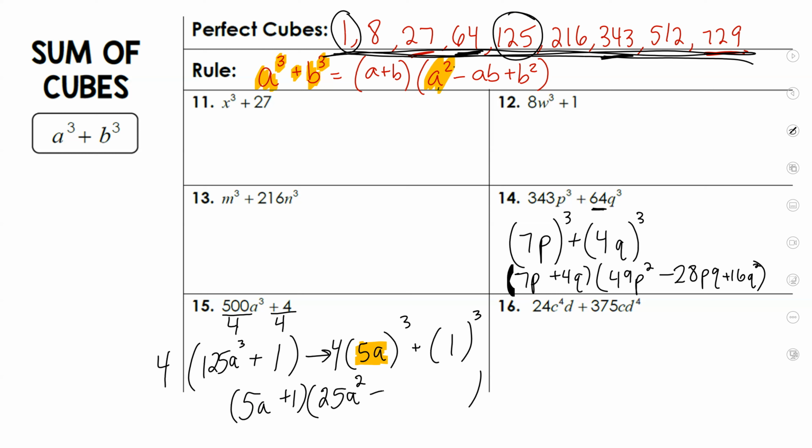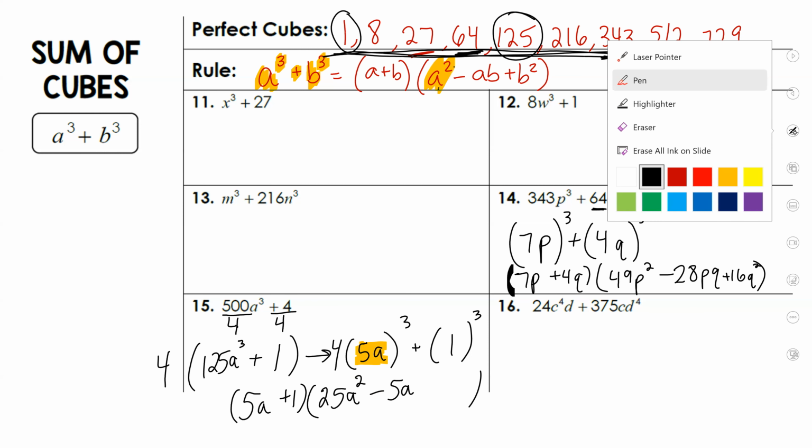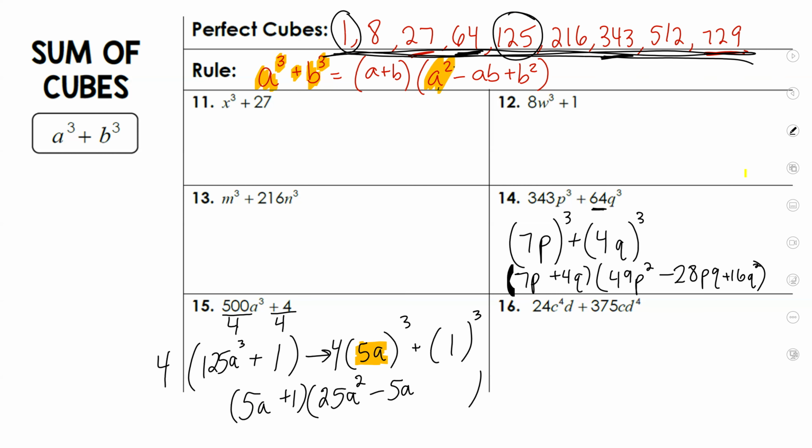Minus AB. AB is 5a times 1, so this is 5a. And then we want b squared. We want b squared last. This is your b value. So 1 squared is just 1. So that's your answer. So guys, I'm going to have you do the rest of sums of cubes.